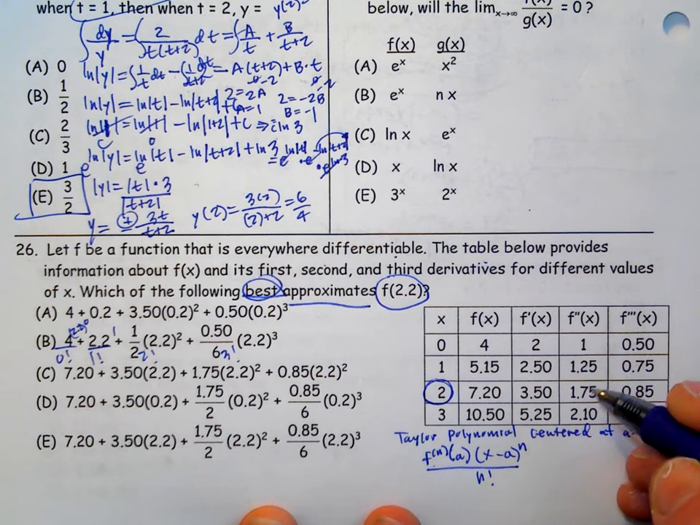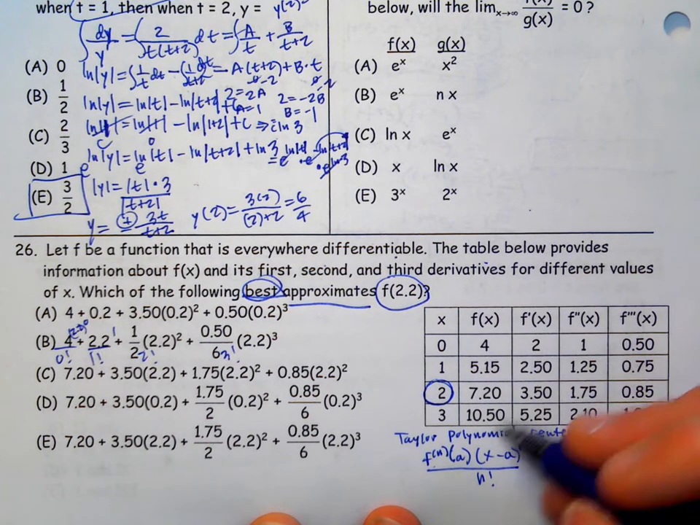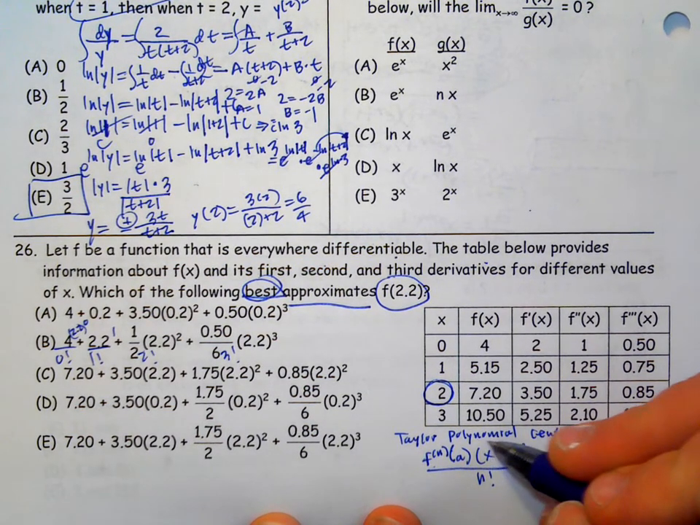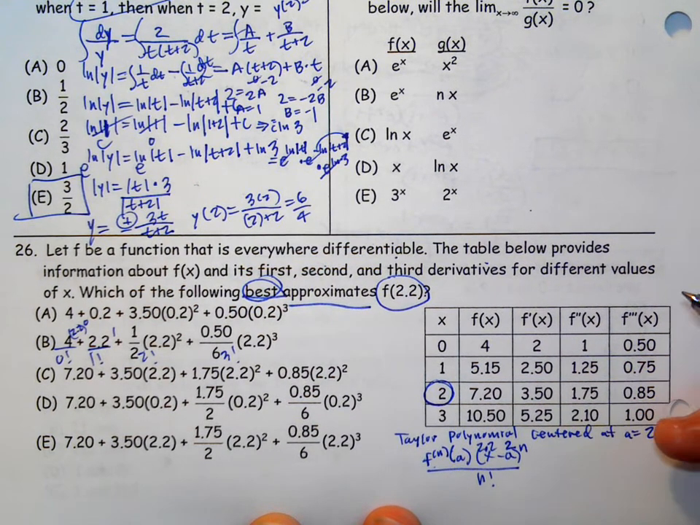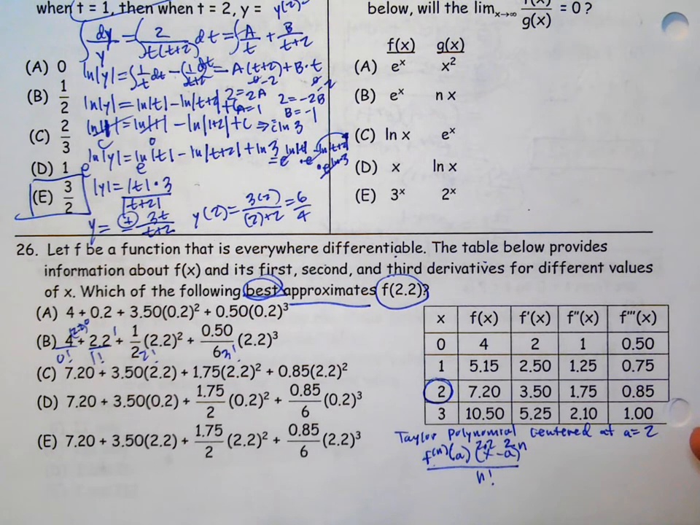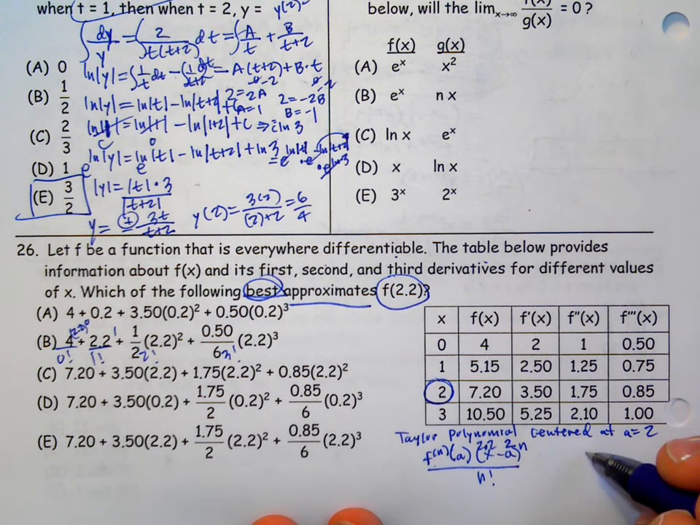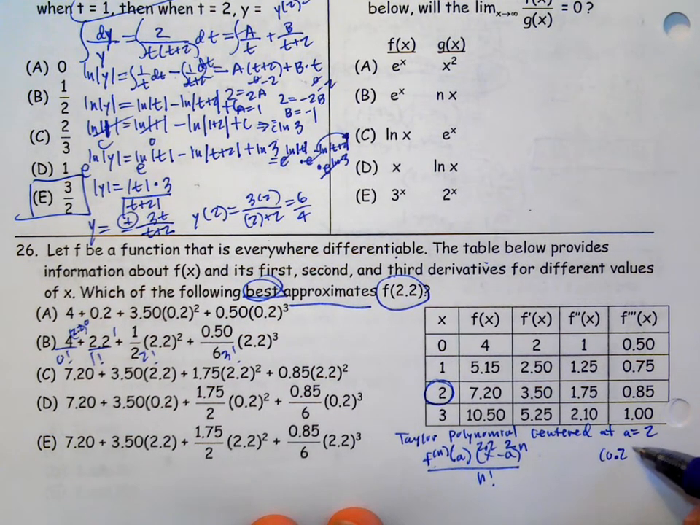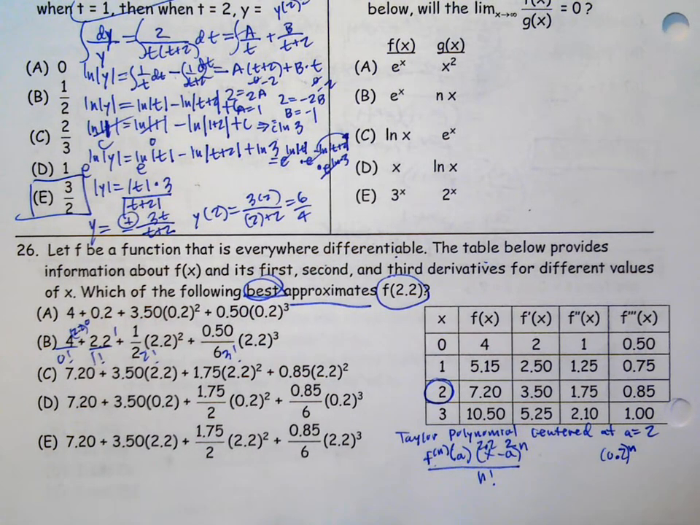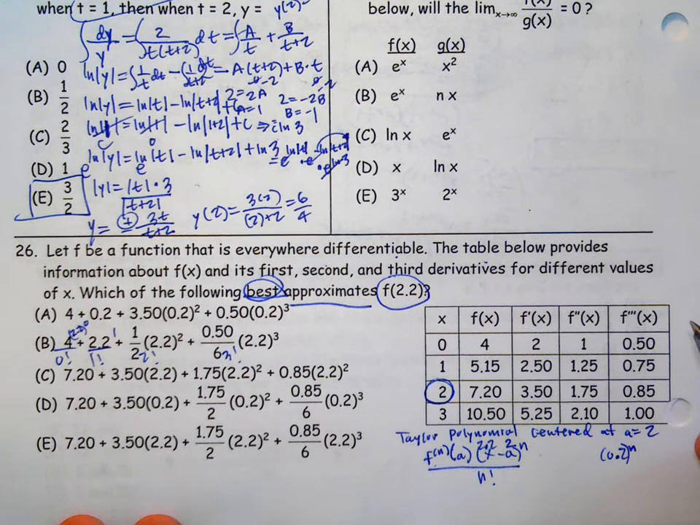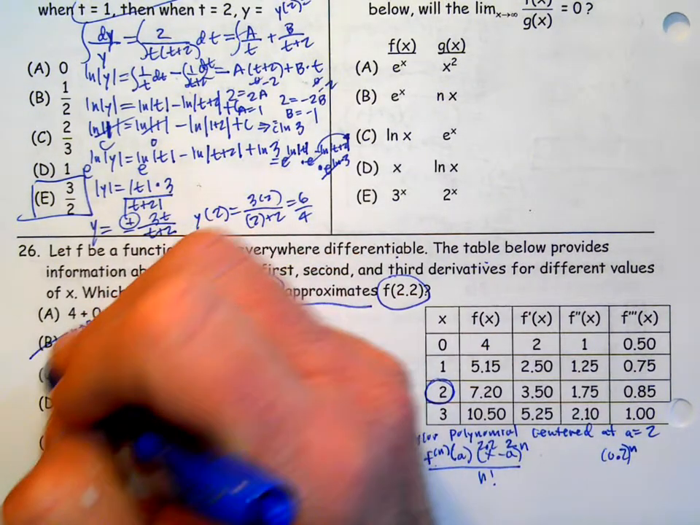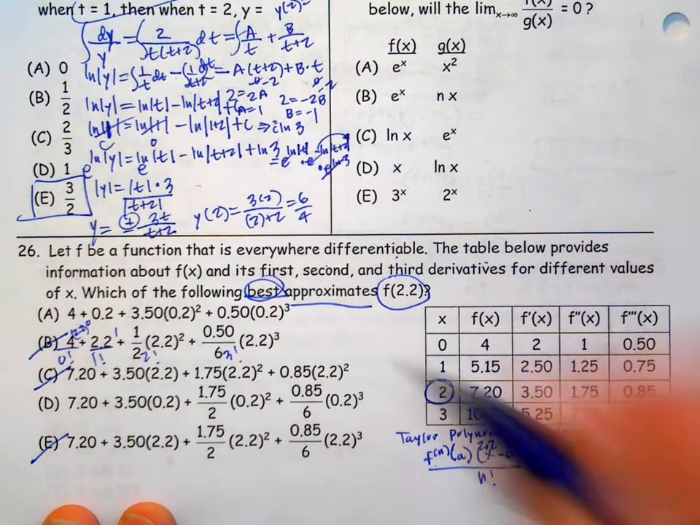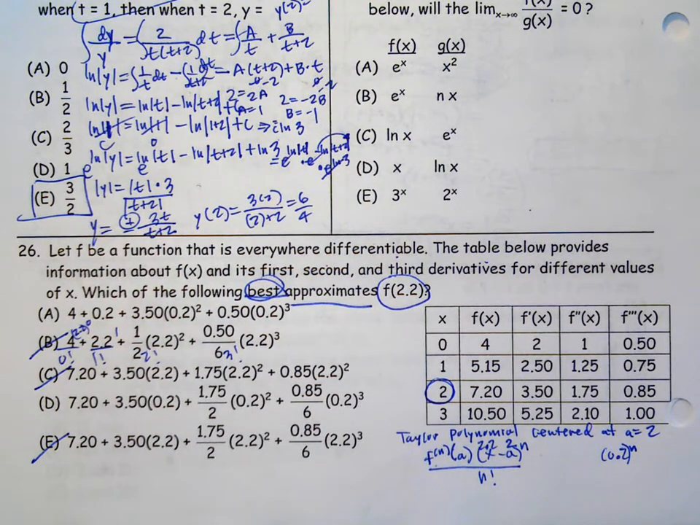Now for us, the x value is 2.2 and the a value is 2 since it's centered at 2. So that kind of rules a bunch of these out because we really should have a 0.2 to the nth power in each term. So that would make me think that we shouldn't use B, C, or E. So I think it should be A or D.